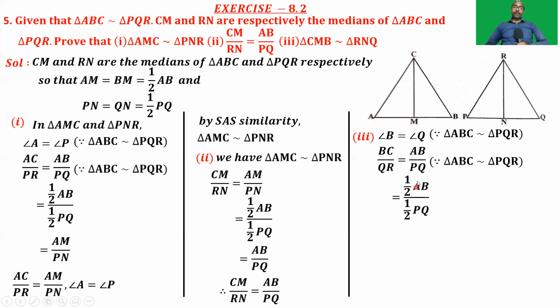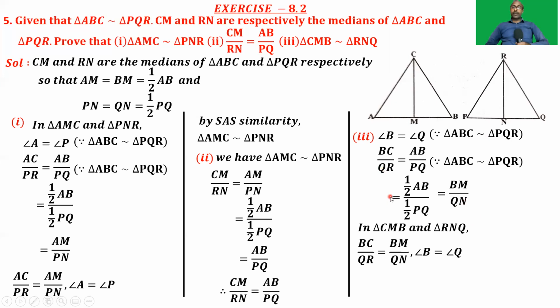Multiplying and dividing by 1 by 2 in numerator and denominator, we get half AB by half PQ. But half AB is equal to BM, and half PQ is equal to QN, from the first result we have taken here. So we get BC by QR is equal to BM by QN. That is, in triangle CMB and triangle RNQ, we have BM by QN is equal to BC by QR and angle B is equal to angle Q. So by SAS similarity, these two triangles are similar: triangle CMB is similar to triangle RNQ.